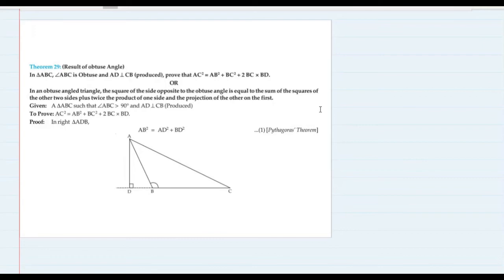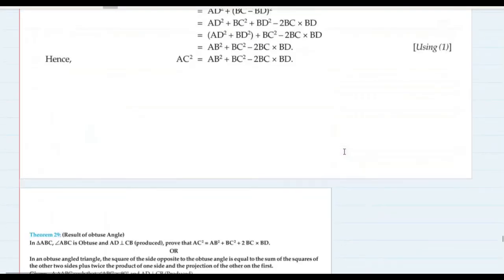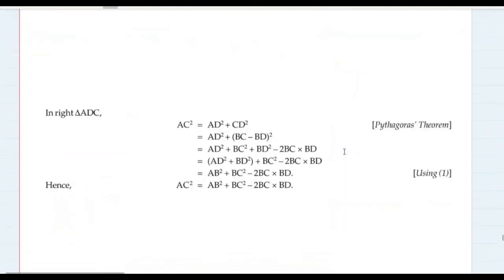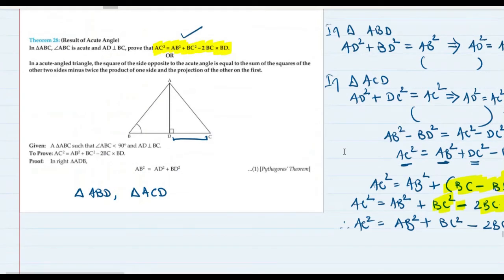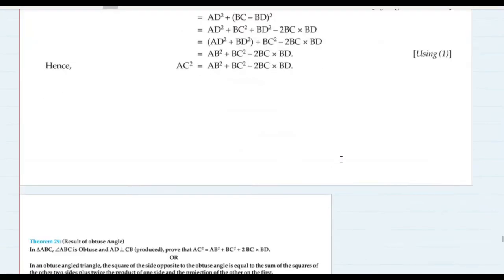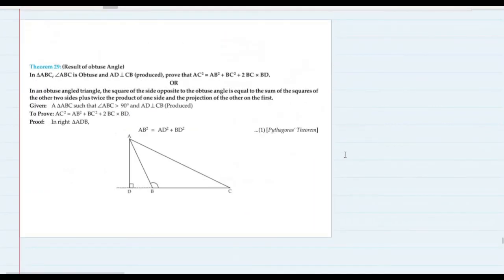Now let me ask you, how many right angles do you see over here? The same question I asked you here also. How many right angle triangles do you see? And in both the right angle triangles, we applied Pythagoras theorem, and then we started our simplification process. So here also I'm going to ask you, how many right angle triangles do you see? So I see two right angle triangles.